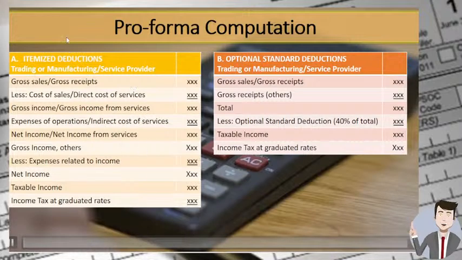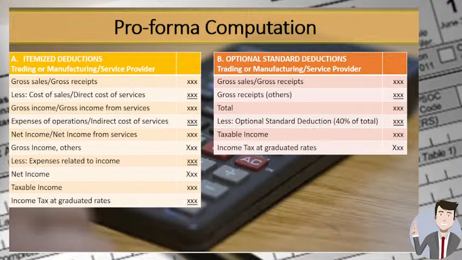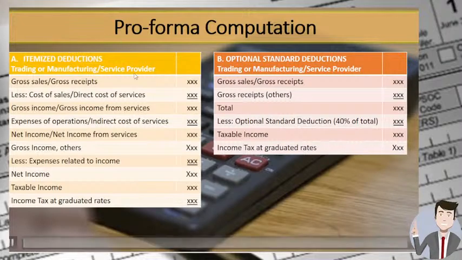This is a simplified version because before the Tax Reform for Acceleration and Inclusion law, or what we call the TRAIN law, there were still exemptions granted to individual taxpayers. But during the implementation of the TRAIN law, these exemptions were removed. There are no more exemptions, so the computation has become simpler.